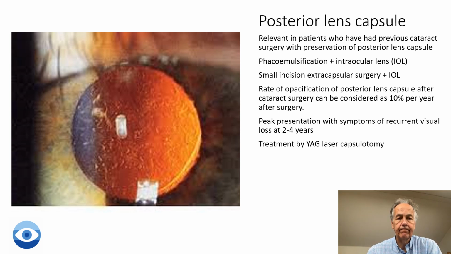The rate of PCO resulting in representation of the patient is around 10% per year after surgery. Few patients return after 10 years with posterior capsular opacification, although many cataract patients will have died 10 years after their cataract surgery. Peak time of presentation with recurrent visual loss due to PCO is 2 to 4 years after surgery. Treatment is by YAG laser capsulotomy.